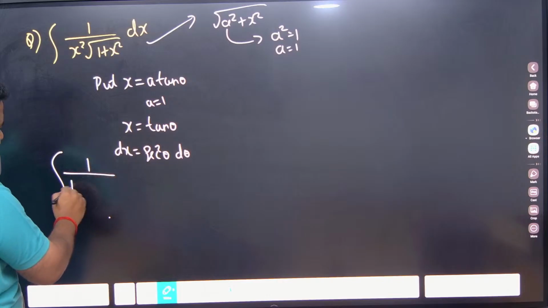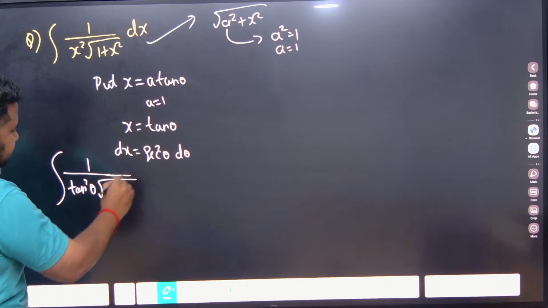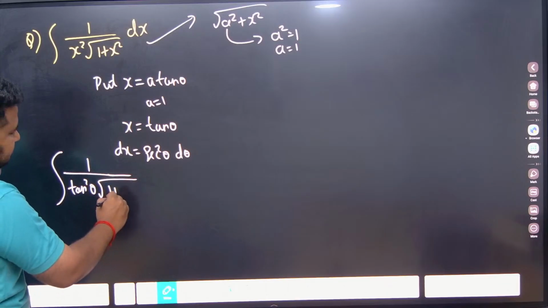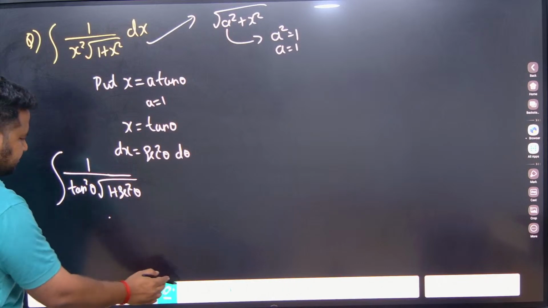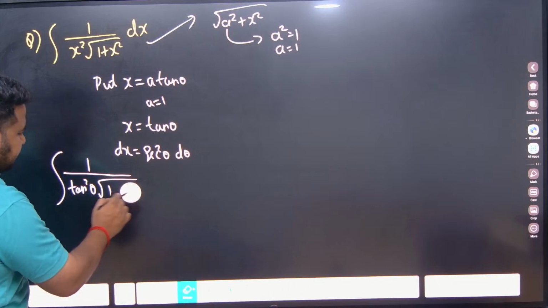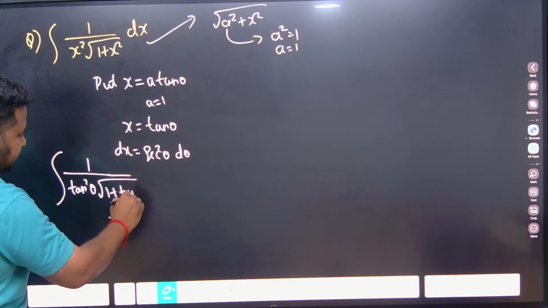1 by x square means 1 by tan square theta, into square root of, what is that we are having? 1 plus secant square theta. Okay, not secant square theta. I have taken x is equal to tan theta, right? So I will be having 1 plus tan square theta.